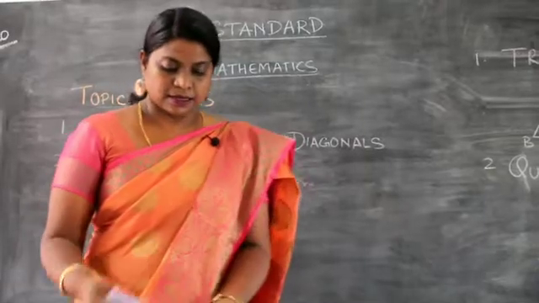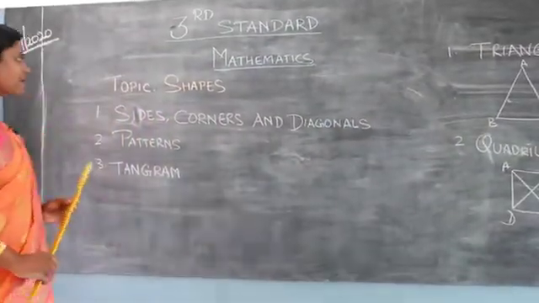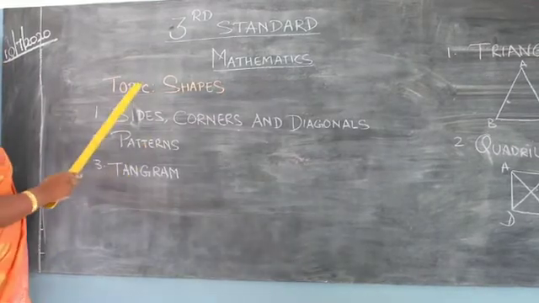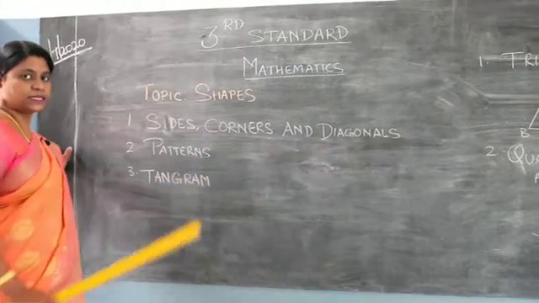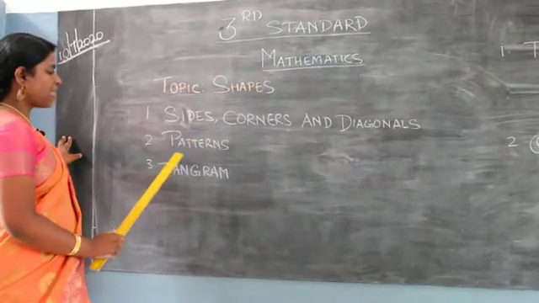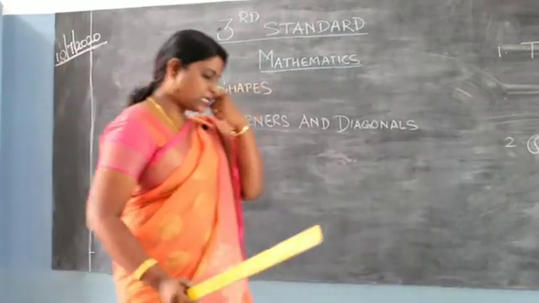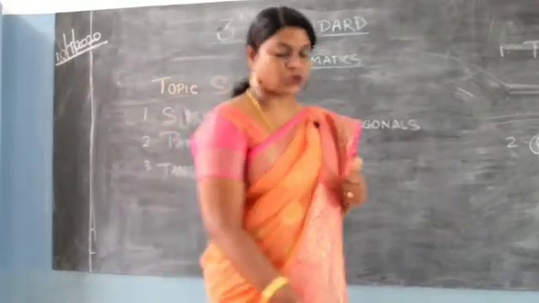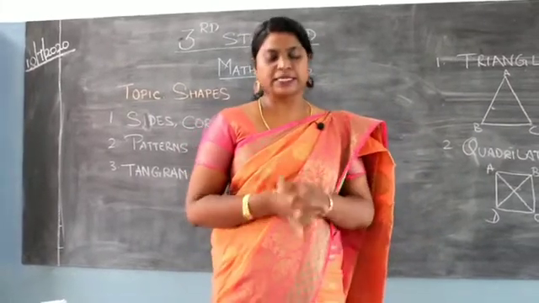Okay? Here I have already written for you what this chapter consists of. In shapes you have sides, corners and diagonals to understand. And then you also have patterns and you have tangram. Tangram, you remember children, last time I had brought it for you and I had showed it to you. In any case, today also I'll try to do my best to make you understand that.